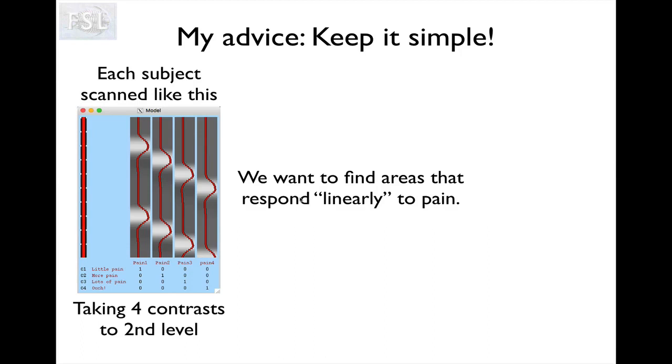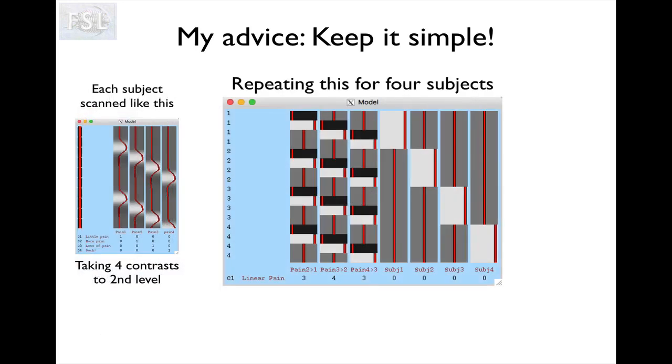Now there are 2 different ways that we can take data like this to the second level. The first way is by taking 4 contrasts from each subject to the second level, and those contrasts are simply the individual conditions. So we're taking the little pain condition, the more pain condition, the lots of pain condition, and the ouch as 4 images for these subjects to the second level. And we're then repeating this for 4 subjects. So we have 4 conditions, 4 subjects, and we end up with a design matrix like this.